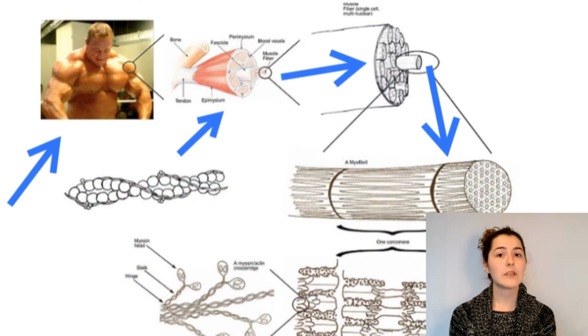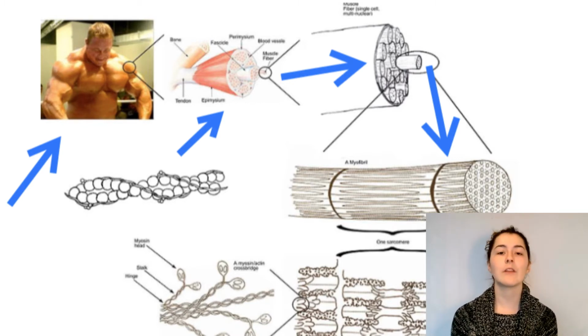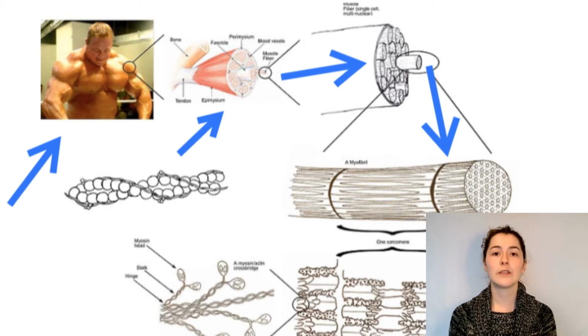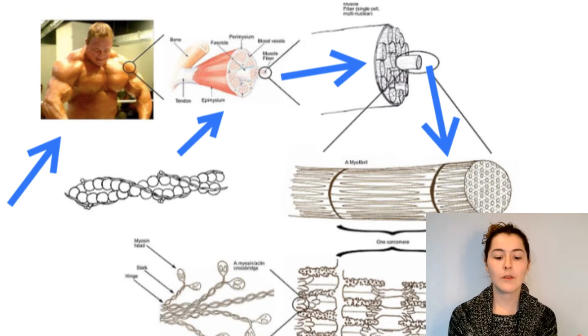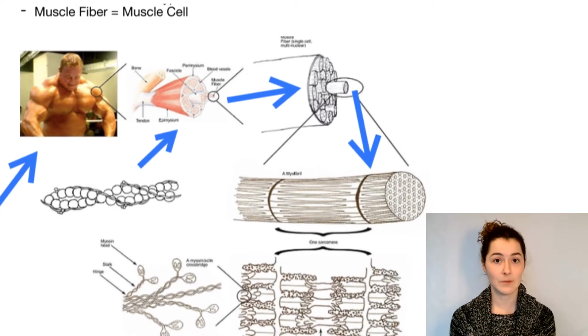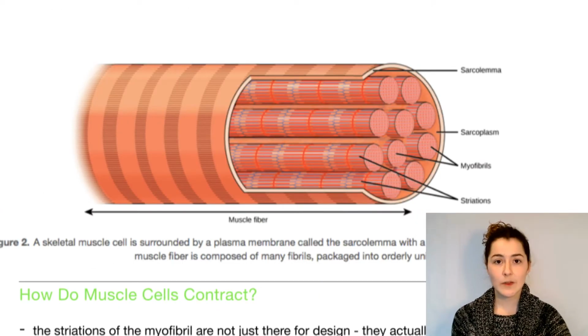So once we get down to this microscopic level, this is where we're actually going to have the contraction of the muscle taking place. So we have lots of different myofibrils that are going to contract, and when they all do this at the same time, we're going to have contraction of the entire muscle. So the myofibril is actually then further broken down into two different types of myofibrils. One of them is called actin, the other one is called myosin, and we're going to see that more on the next page.